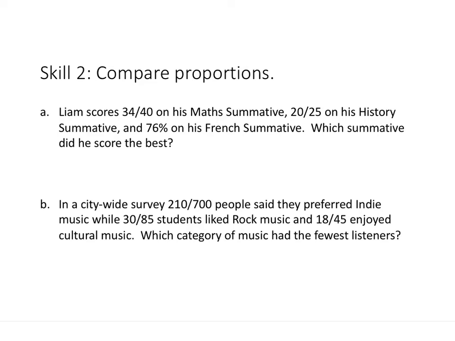Now, we are going to compare these proportions. In example A, Leon scores 34 out of 40 on his math summative, 20 out of 25 on his history summative, and 76% on his French summative. Which summative did he score the best? My advice for a problem like this is, if you really want to compare these proportions, it's best to make them all into the same form. All of them should be percentages, or all decimals, or all fractions with a common denominator. At this time, pause the video and complete A and B.